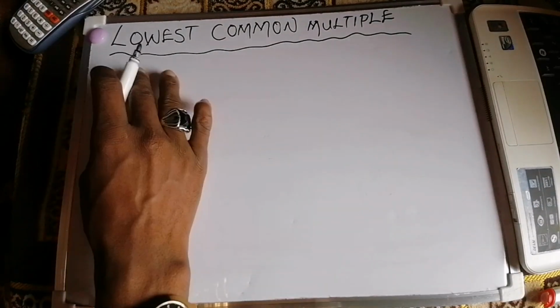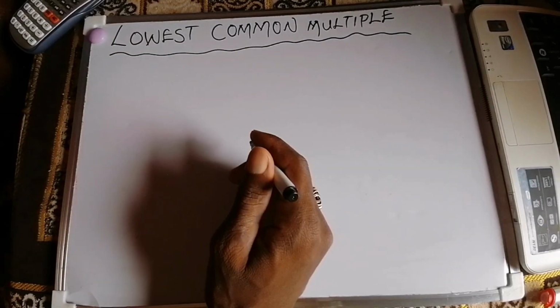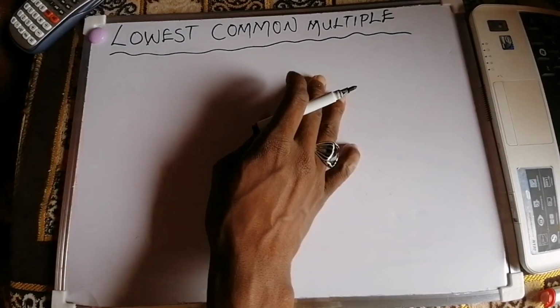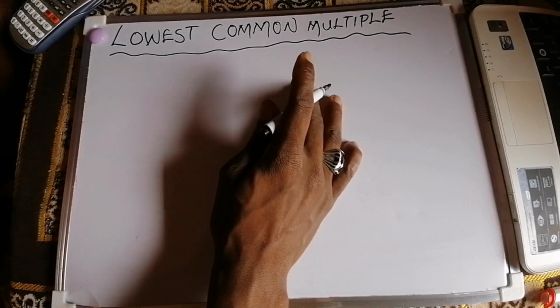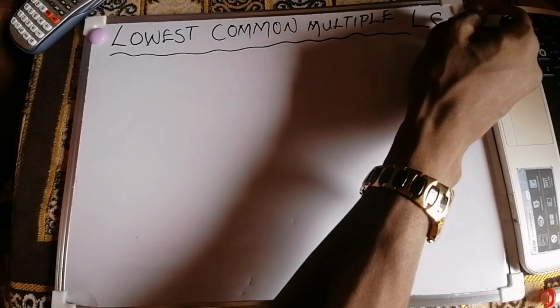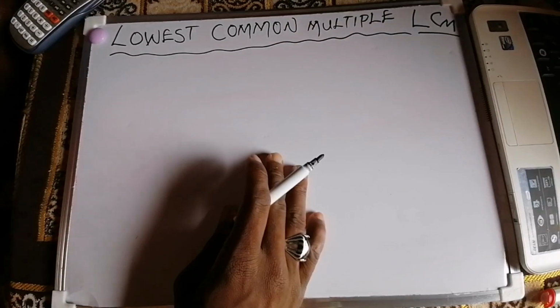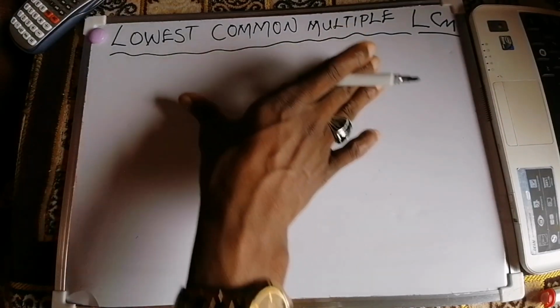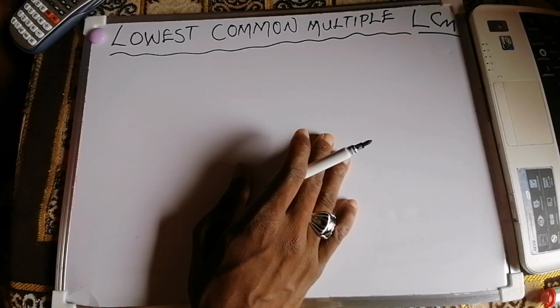Today we are going to discuss lowest common multiples. This lowest common multiple is known as the LCM. If you are asked to find the LCM of a particular number, this is the best way you are going to follow to find an LCM number.